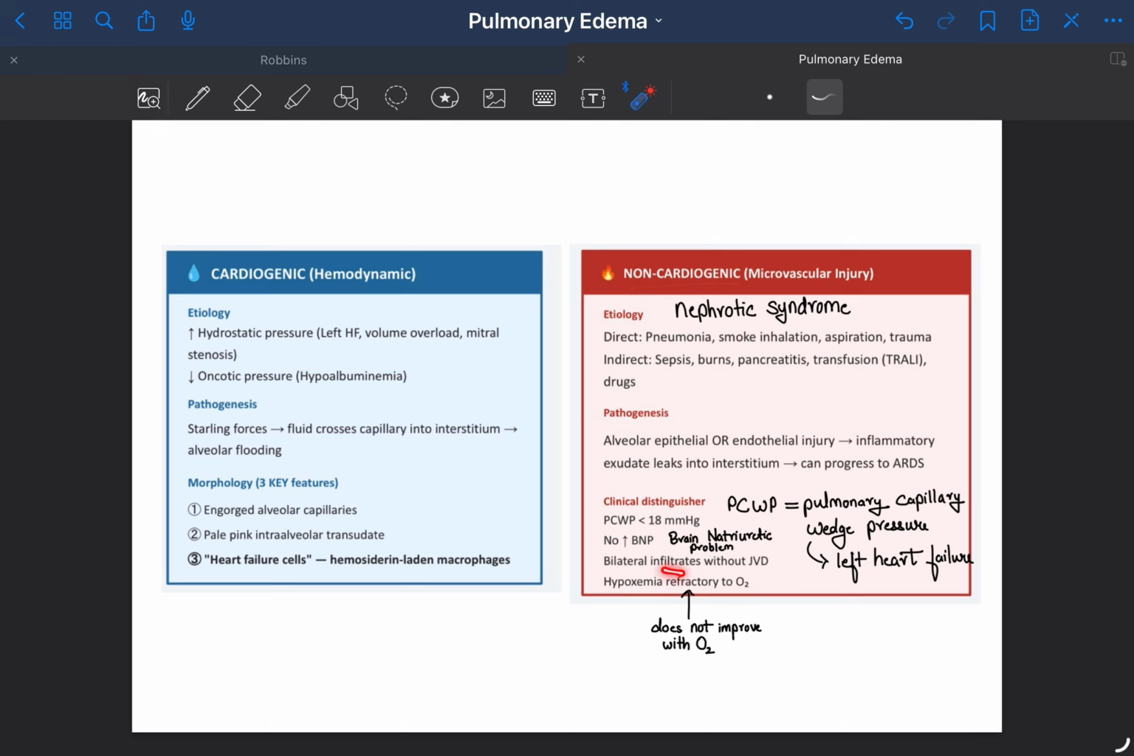Bilateral infiltrates without JVD. What does this mean? Bilateral infiltrates is basically when there is fluid in both the lungs. So in non-cardiogenic, we do see bilateral infiltrates, but it is without the JVD, which is jugular venous distension, which is seen in cardiogenic. Hypoxia refractory to oxygen means there is hypoxia, but it does not improve with oxygen.